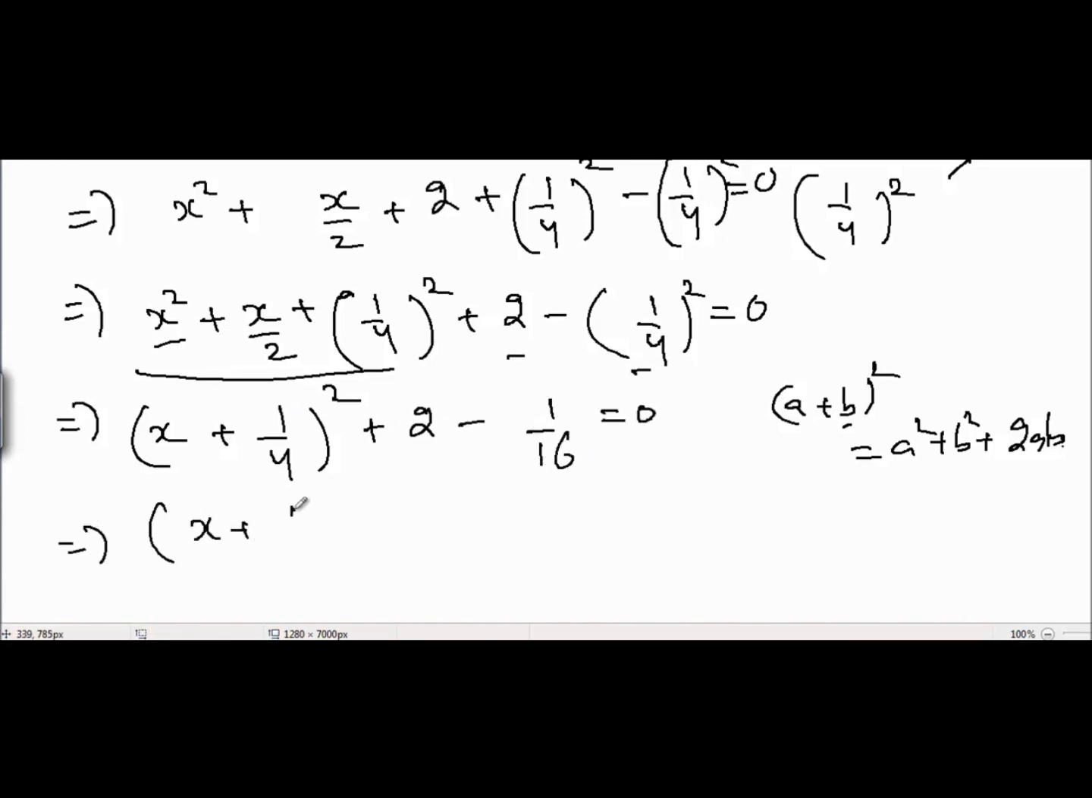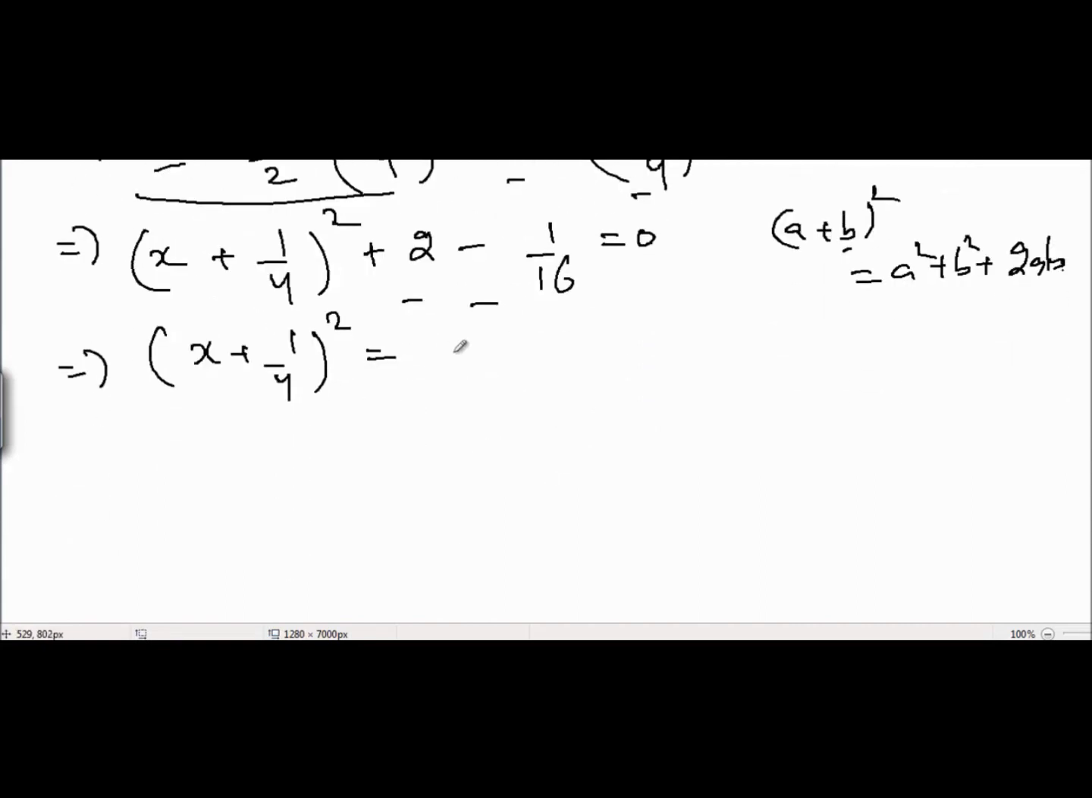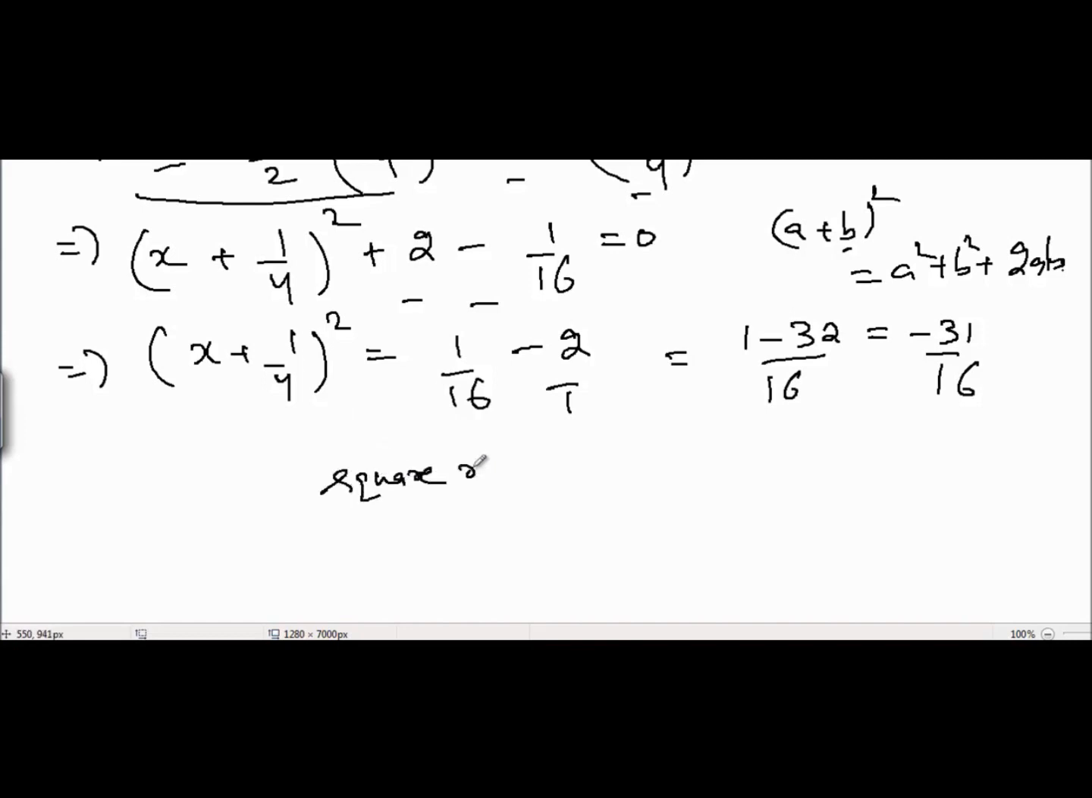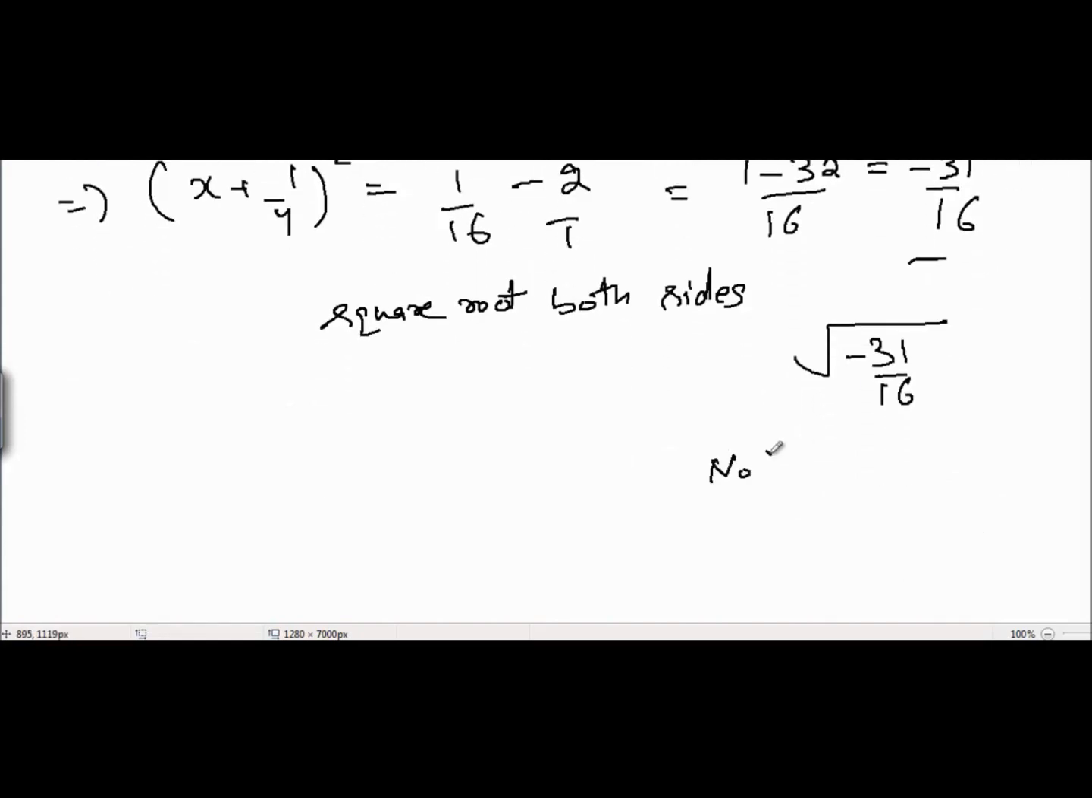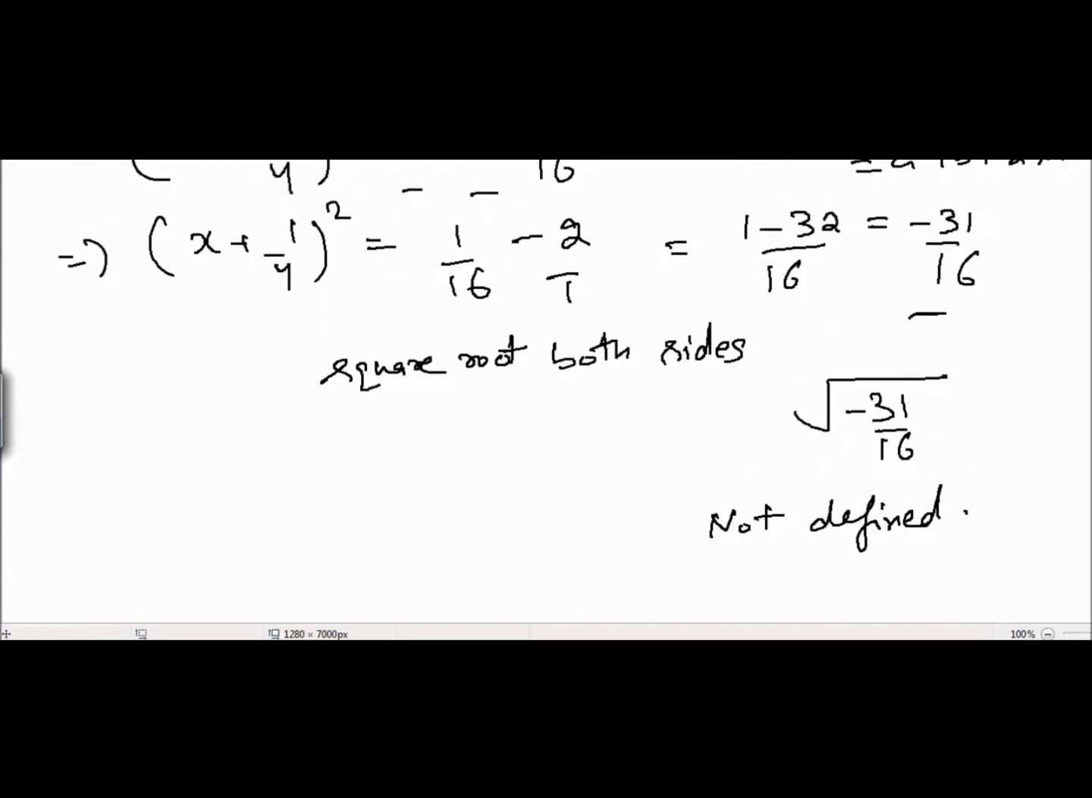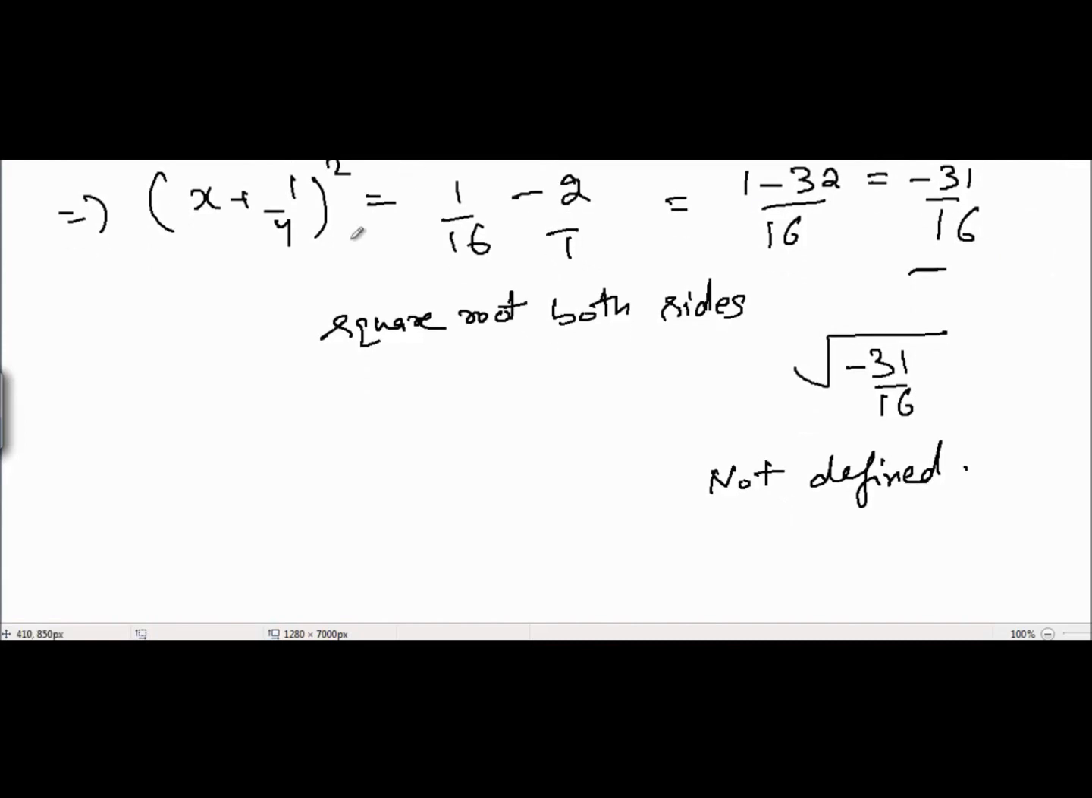I can take these two terms to the right hand side now. It will be 1 divided by 16 minus 2, and it is equal to 1 minus 32 divided by 16, equal to minus 31 divided by 16. Now look very carefully. Now if we square root both sides, here we will get square root of some negative number which does not exist. It's not defined, because the square root of a negative number is not defined. That is why we cannot find the value of x here.